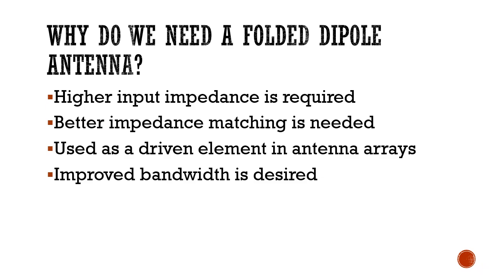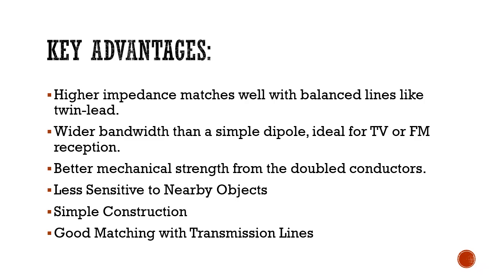And coming to the next slide, we get the advantages, which are the key advantages. The first key advantage is higher impedance that matches with balanced lines like twinlead. The twinlead is represented as parallel lines in the antenna, and then wider bandwidth than a simple dipole, ideal for TV and FM reception.